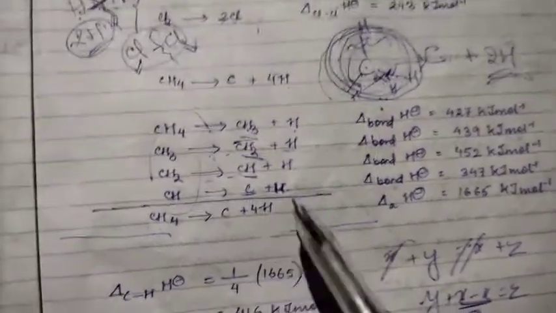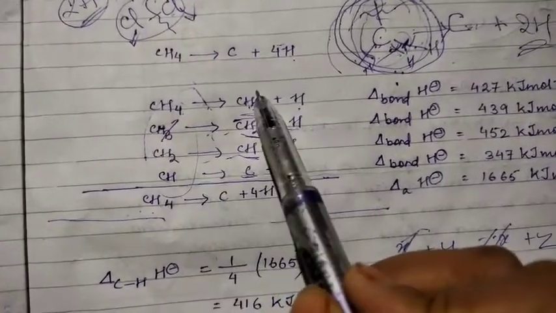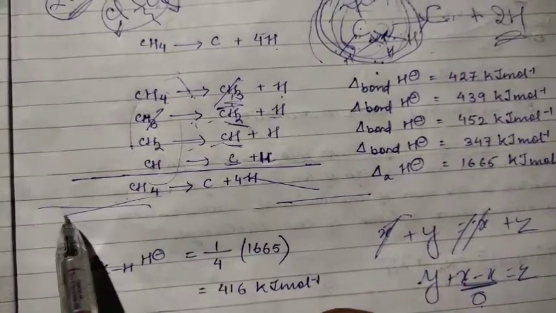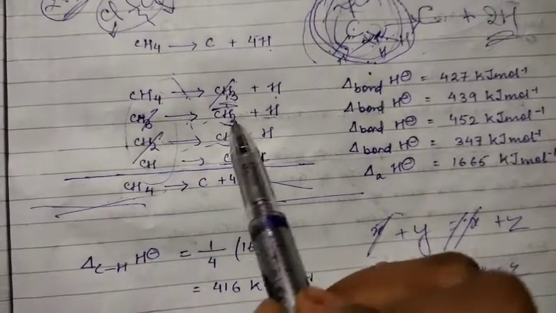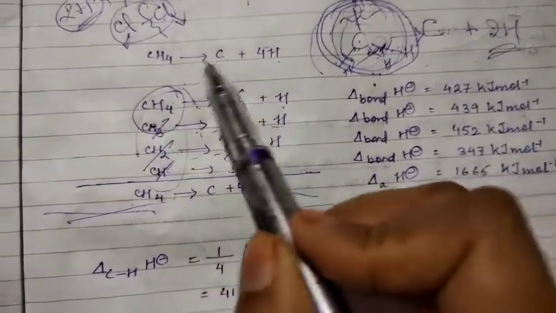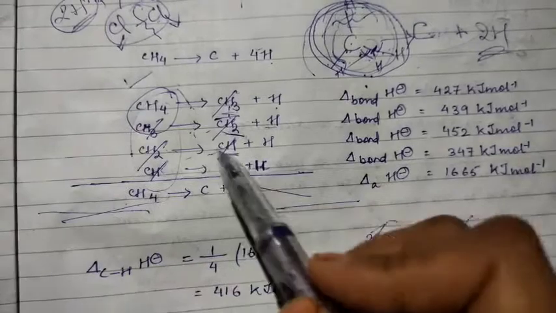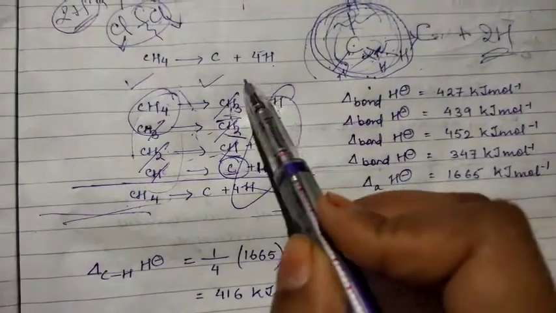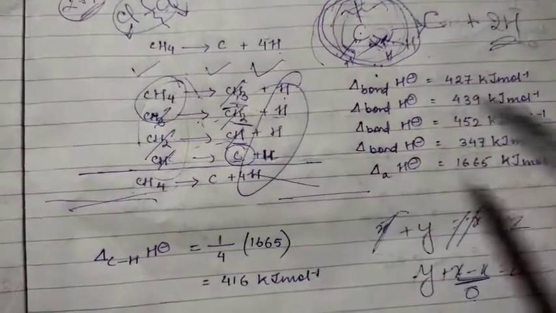Okay, so similarly here you see this CH3 can be cancelled with this CH3, because this CH3 will come to this side and this will come to this side. Similarly I can cancel this and this, CH and CH. What is left? CH4, right? On the left hand side CH4, and on the right hand side 1 carbon is left and 4 hydrogen is left. Okay, so this is correct.